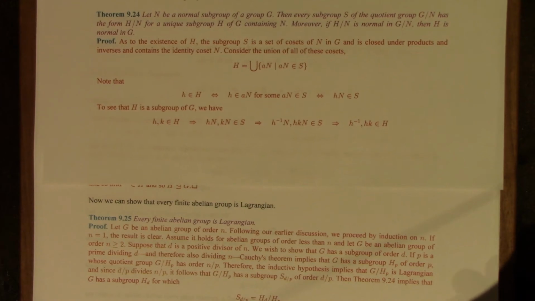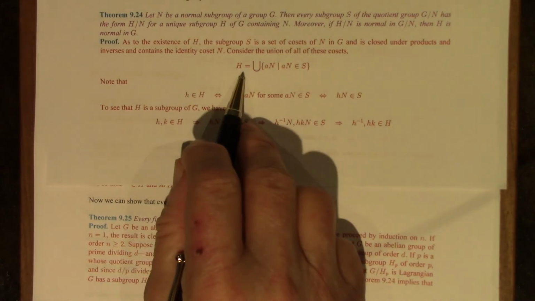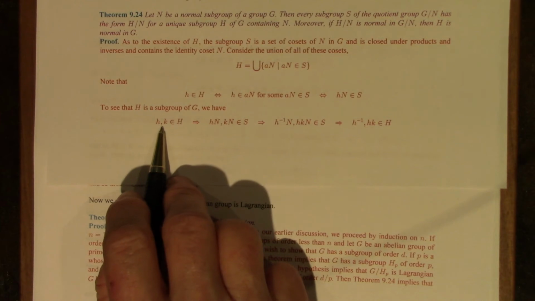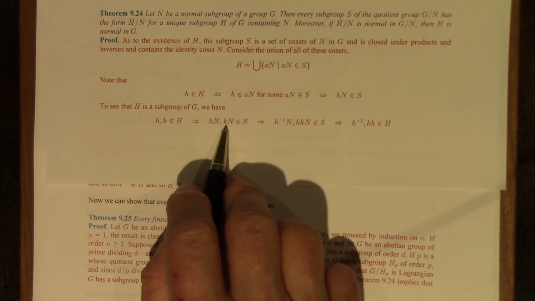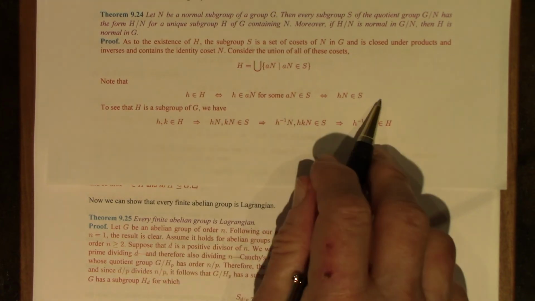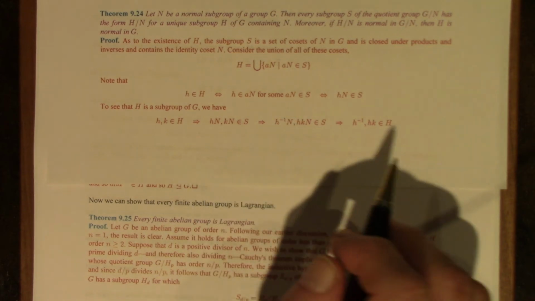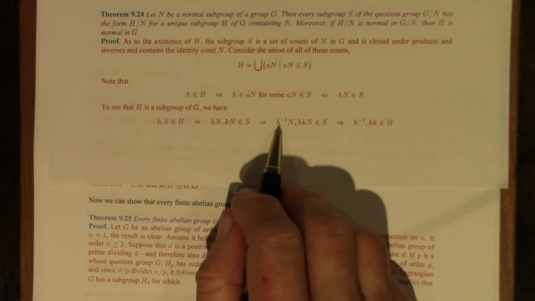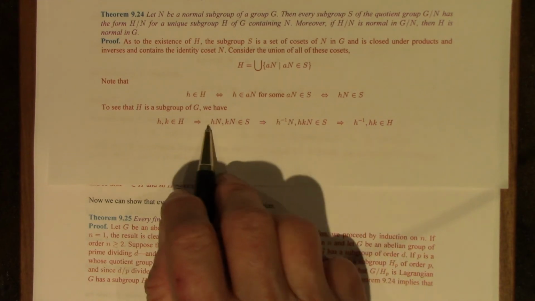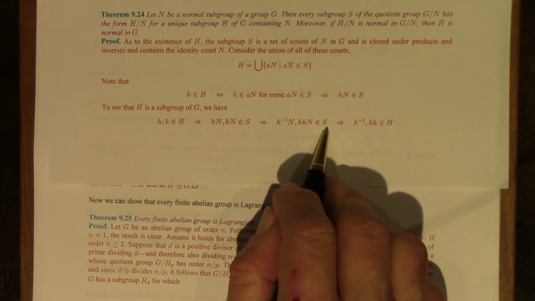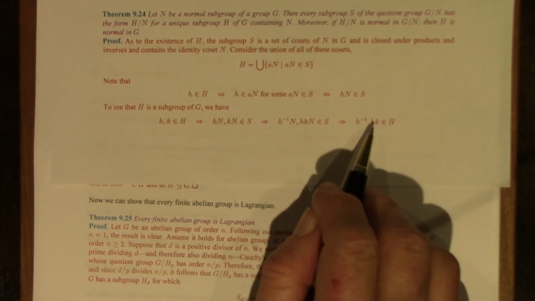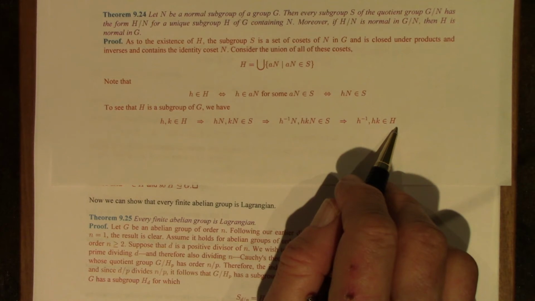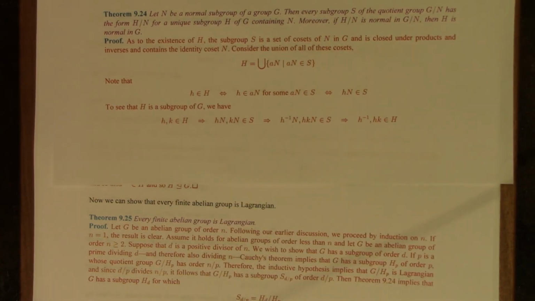Now we can show easily that H is a subgroup of G. If we have two elements h and k in capital H, their cosets are in S by the key property, and S is a subgroup of the quotient group, so the inverse and the product of these two cosets is in S, and therefore, again by the key property, h inverse and hk belong to capital H. So capital H is indeed a subgroup of G.